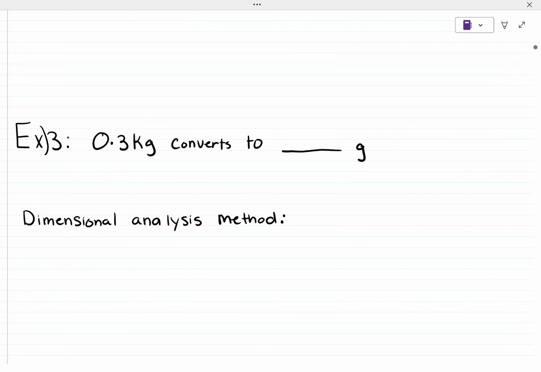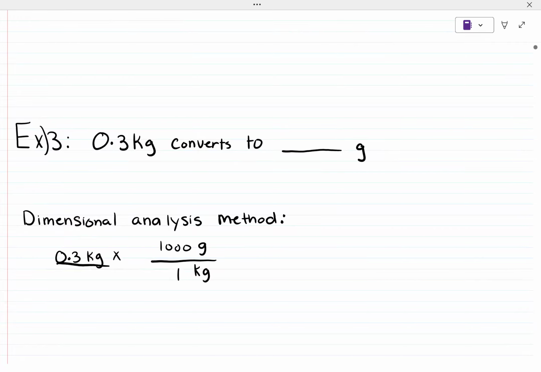Example 3, we have 0.3 kilograms convert to how many grams? So first method is dimensional analysis method. Go ahead and set it up. It's going to be 0.3 kilograms times, kilograms on the bottom, and on the top, grams. What is the relationship between grams and kilograms based on your chart? We know that 1 kilogram is 1,000 grams.